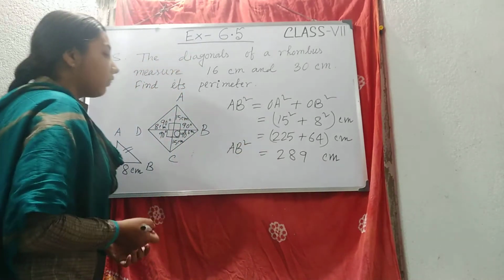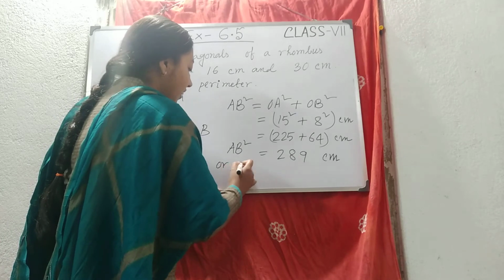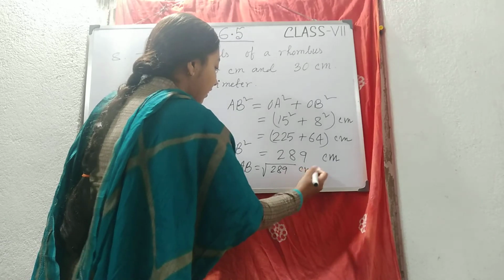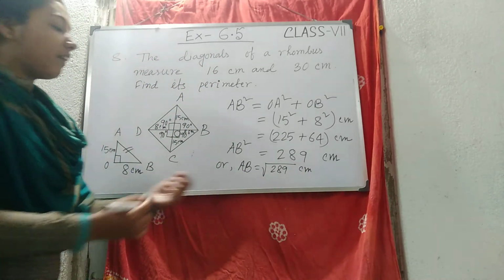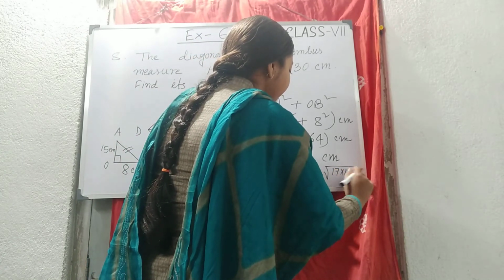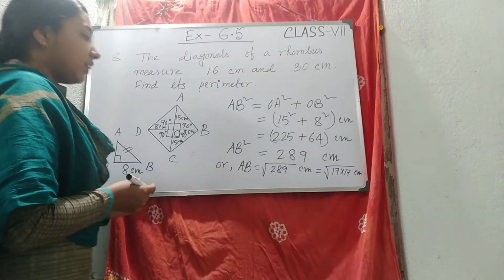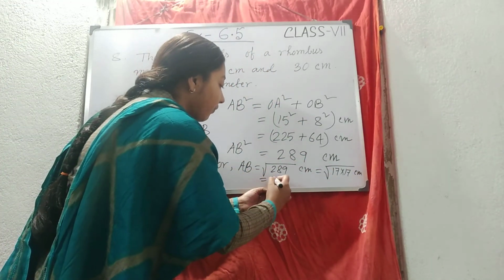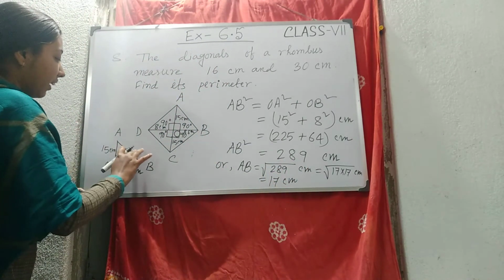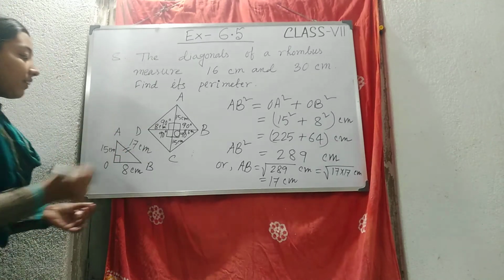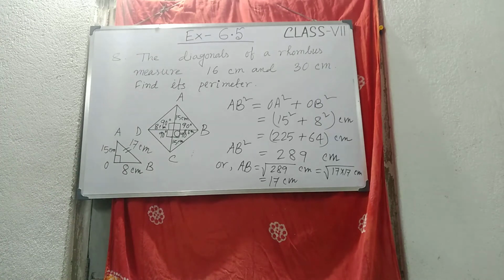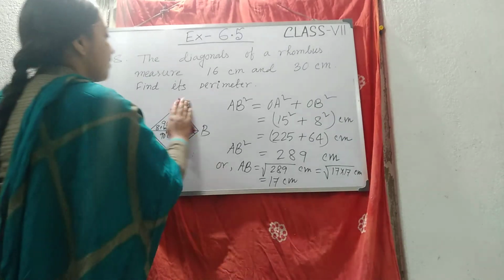We need to find AB only. So how can we get AB from this? AB equals square root of 289 centimeter, which is equal to 17 into 17. 289 means 17 into 17. So from this, only 17 will come out. So AB equals 17 centimeter, which is the side of the rhombus ABCD. So we have got the side of the rhombus ABCD.